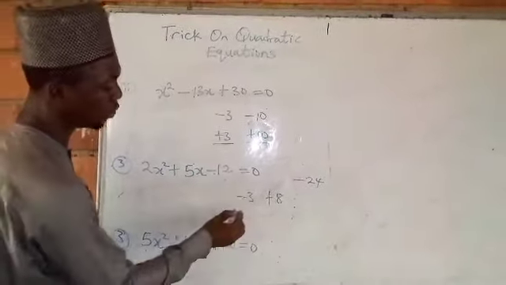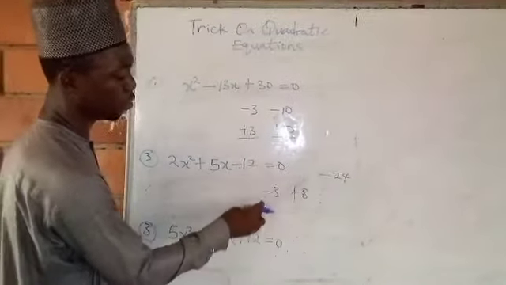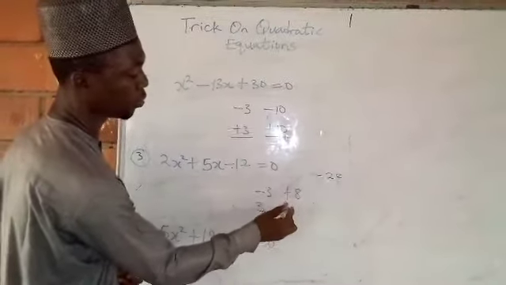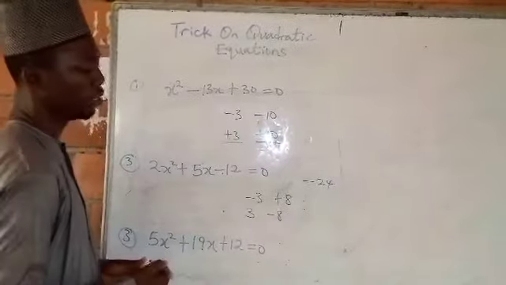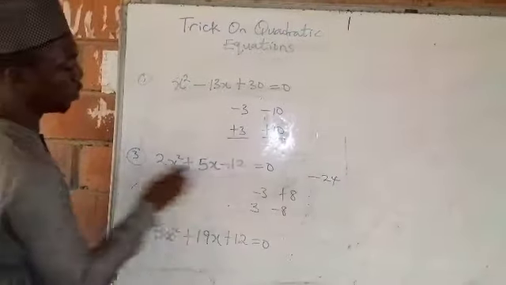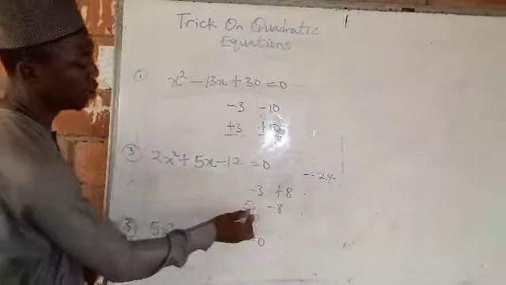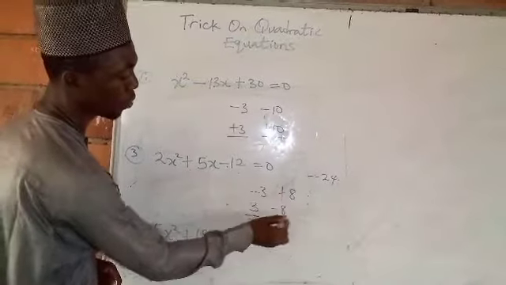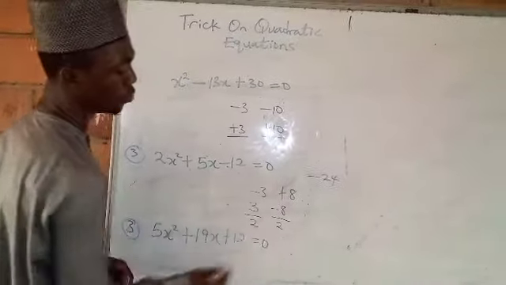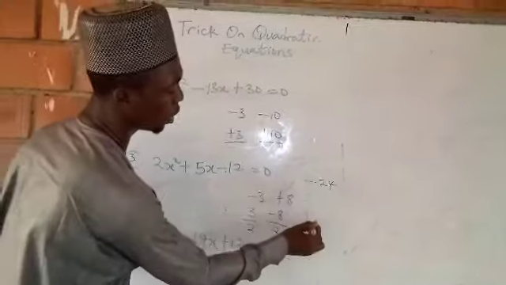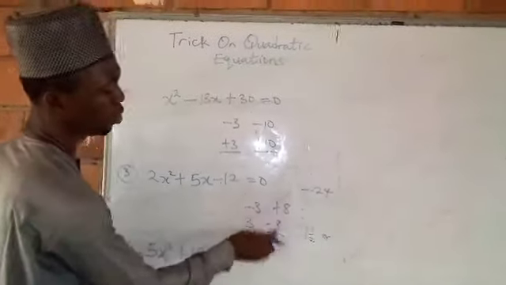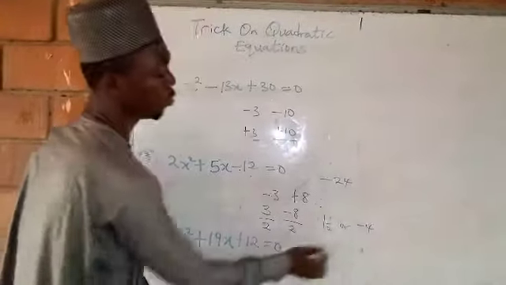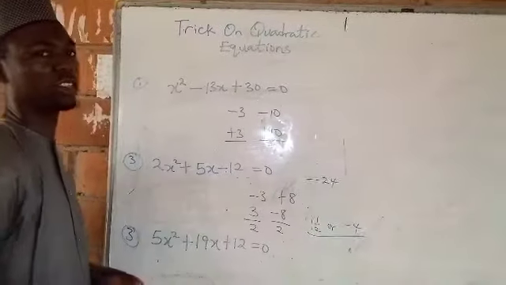Then the first thing to do is change their sign. The minus will become positive, the positive will become negative. Then the last thing is divide each of them by the coefficient of the squared letter. This is 3 over 2. This is minus 8 over 2. So this will give me 1.5, or this will be minus 4. So these are the roots of this quadratic equation.